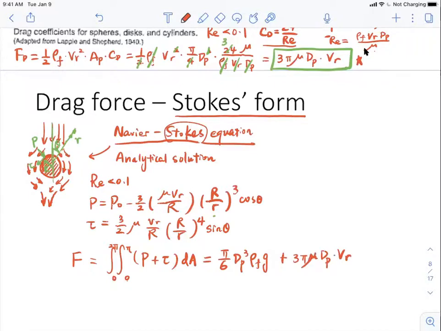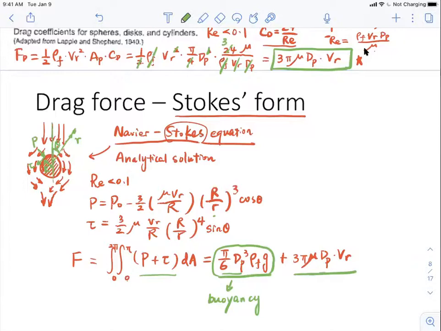Okay, so by integrating these two terms, using some knowledge of calculus, you can find that the total force acting on the particle can be separated into two terms. So what is the first term? This pi over 6 dp cubed is volume, right? Volume multiplied by rho f multiplied by g. This is the buoyancy. The buoyancy is really the force that the fluid exerts on the particle.